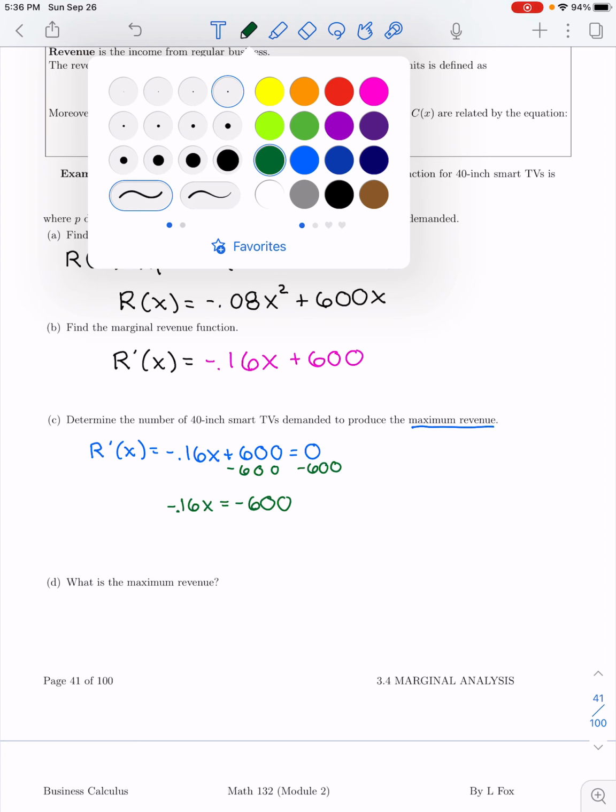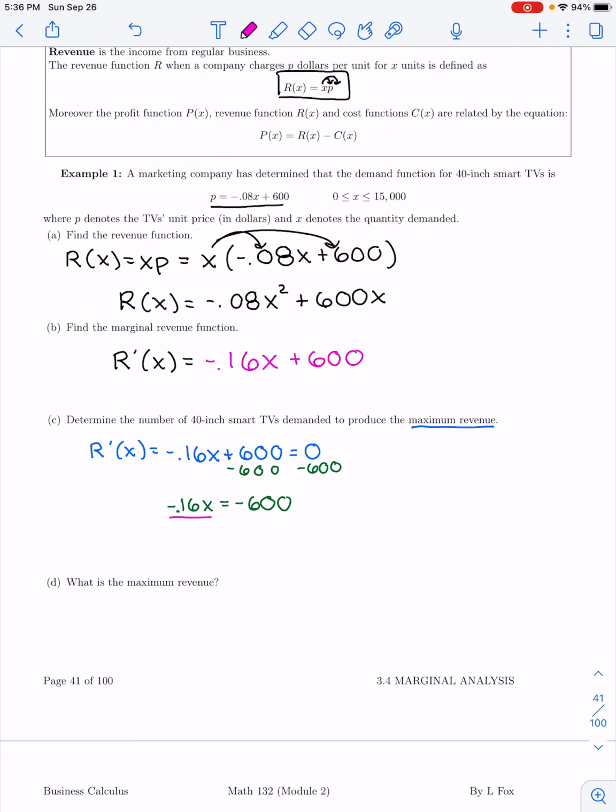And then the next thing I can do to get x by itself would just be to divide by negative 0.16. And I could grab my calculator and plug in what is negative 600 divided by negative 0.16. A negative divided by a negative is going to make a positive, which is good because we're talking about the number of TVs. So our critical number is 3,750 smart TVs. But we're going to check.